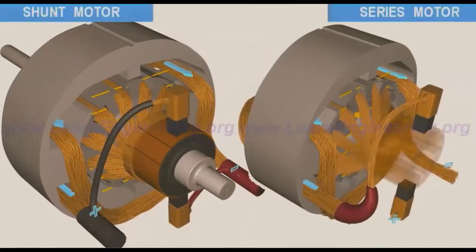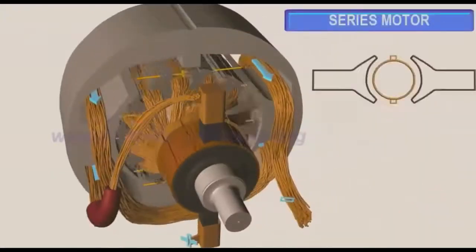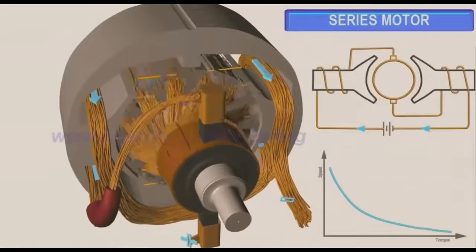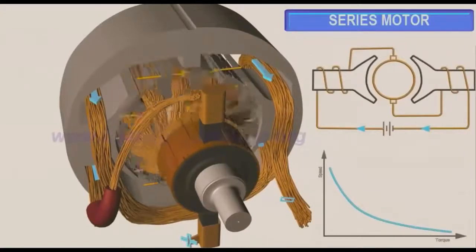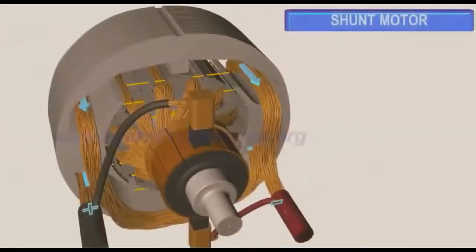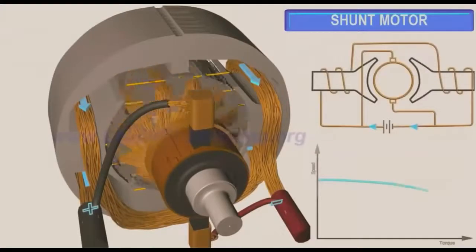The series wound motor has good starting torque, but speed drops drastically with the load. The shunt motor has a low starting torque, but it is able to run at almost constant speed, irrespective of the load acting on the motor, as shown in the video.